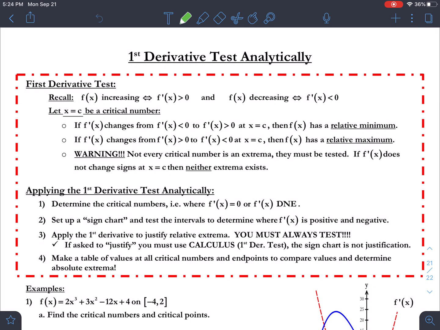Okay, so again, that first derivative test we used to prove or show those relative maxes and mins, right? So if f prime changed from negative to positive, it was a relative min, and if f prime changed from positive to negative, it was a relative max. And they must be tested, and that's what we're going to be doing. And don't forget stuff like this. F of x increasing, that means f prime is positive. F of x decreasing, f prime is negative.